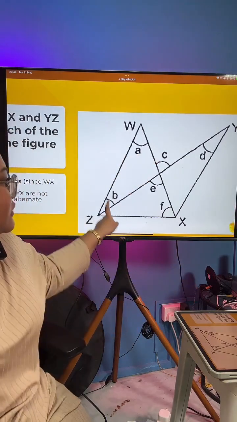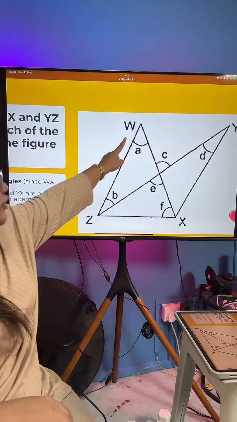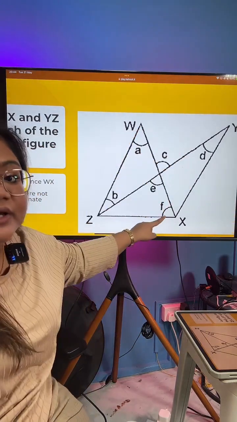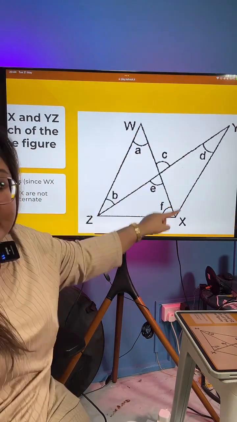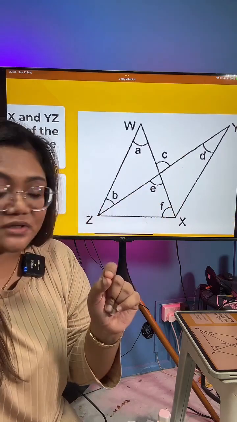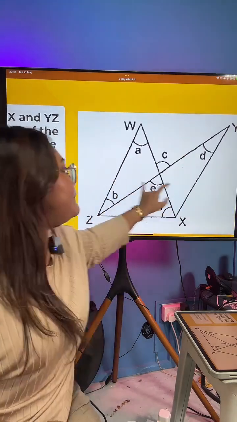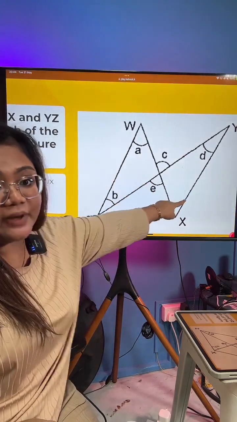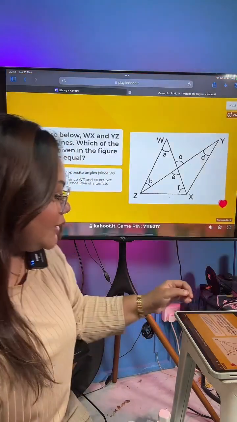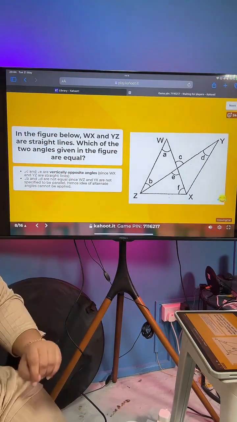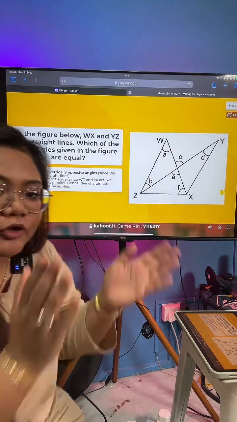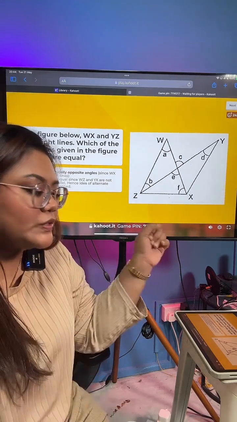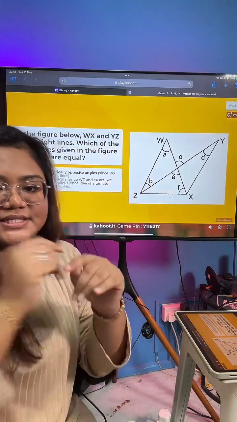A lot of you may have chosen B and D because you're thinking, oh, I can use the Z, alternate angles. But you can only use alternate angles if this and this are parallel. But it's not parallel, yeah? They didn't tell you it's parallel. So B and D are not equal because they are not parallel. So you cannot use alternate angles. Only use vertically opposite angles, the X.